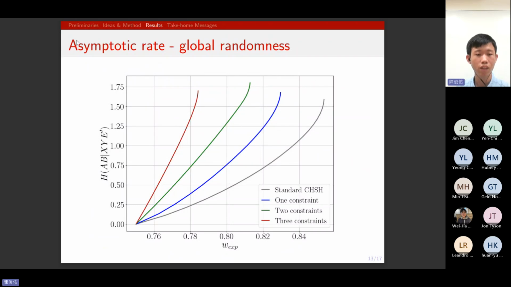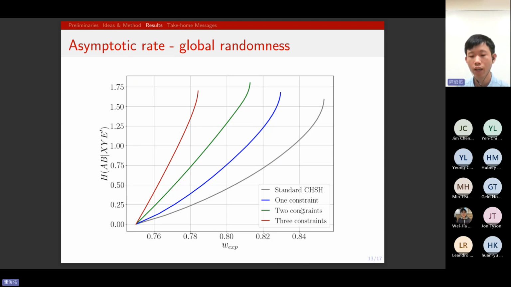So the first thing I want to show is the asymptotic rate in the global randomness case. In the vertical axis, there is the min-entropy, H(AB|XYE), and in the horizontal axis, there is the winning probability, from the classical bound 0.75 to the quantum bound, approximately 0.85 here.